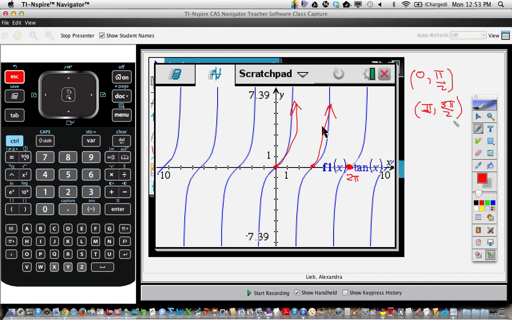Okay. And then does it have any inflection points? Aren't these inflection points right here? Okay. 0, pi, 2 pi. Now, did they want us to include them? They didn't want to include 0 and 2 pi, so actually the only one then would be pi.